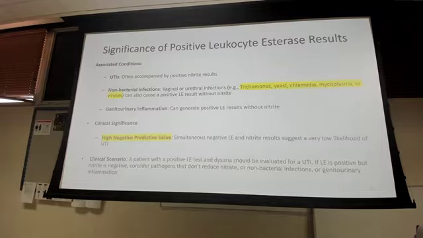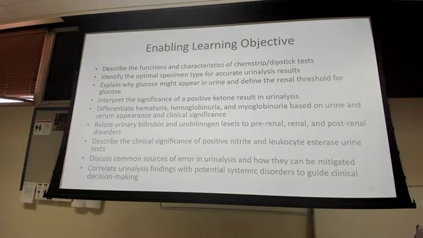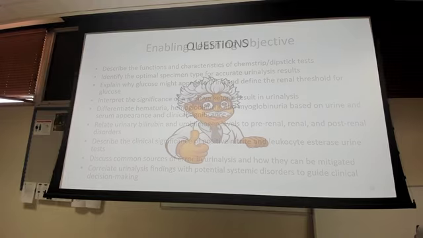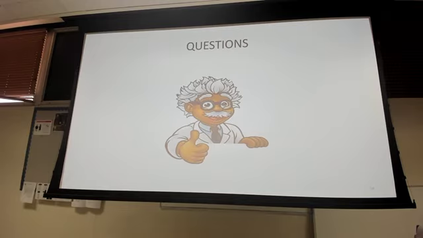You can have GI inflammation. And the clinical significance is that this can be a high negative predictive value. Okay? So, UTI is associated with bacteria, and then the non-bacterial is what? What are some things that can be seen in there? Trichomonas, yeast, chlamydia, mycoplasma, viruses. Good. Questions?